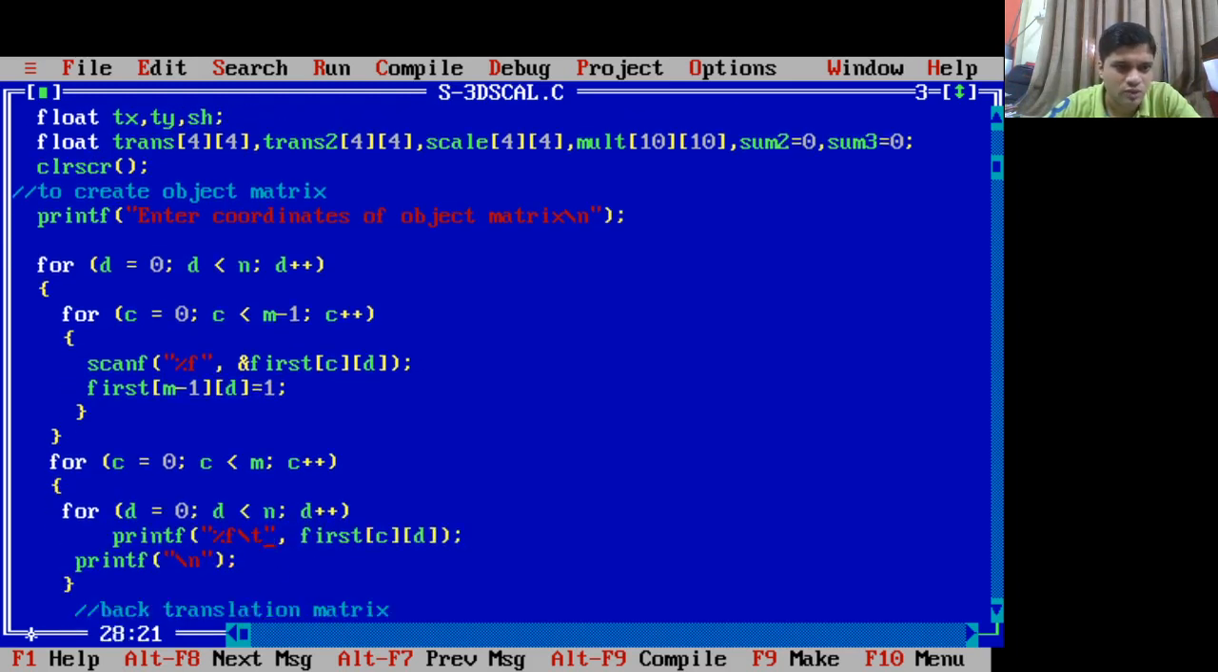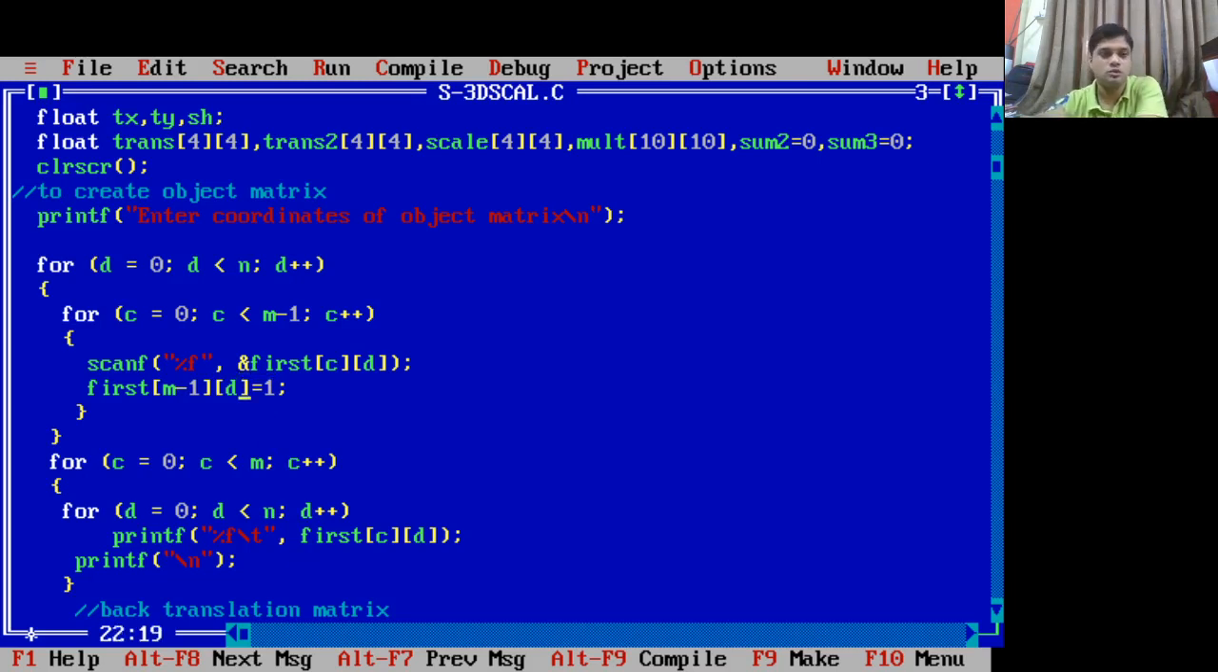Then we just want to display whatever object has been entered by the user for his reference. Using the same for loops, this can be a usual for loop because we have got all the values in the matrix.